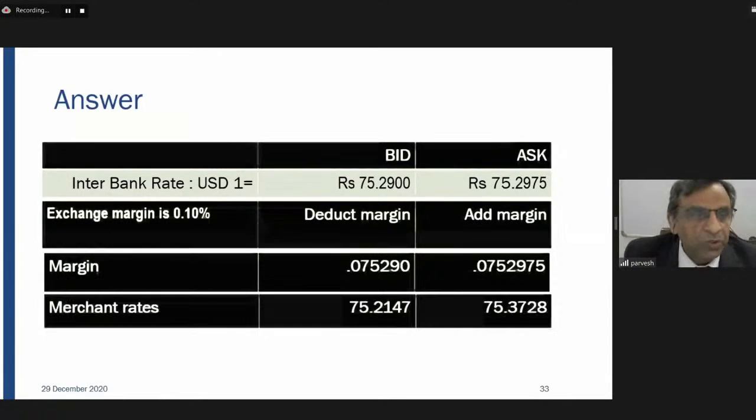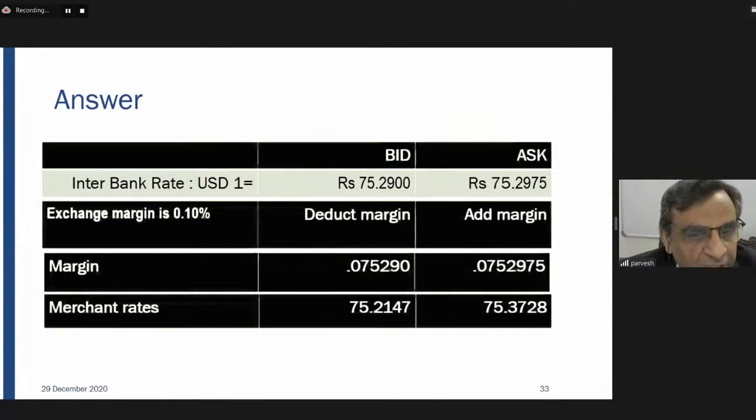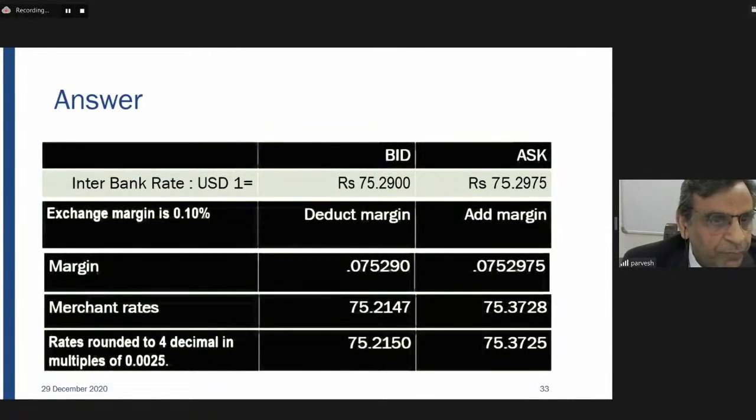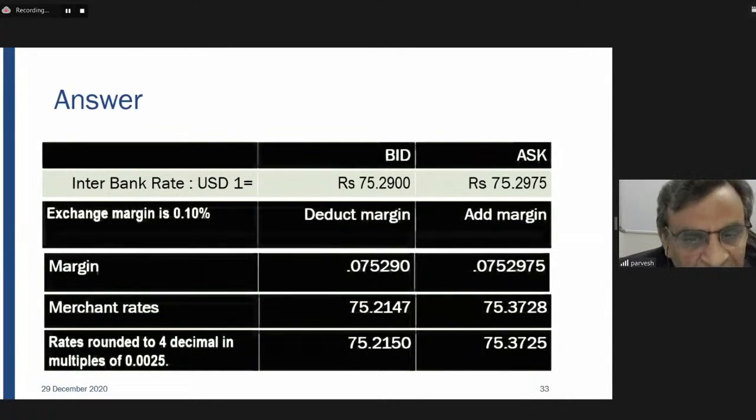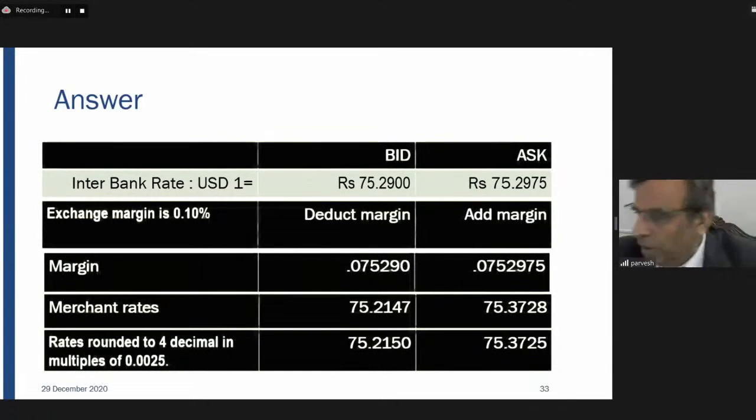So I'm now going to simply add and subtract to calculate the merchant rates. These are the rates which will be applicable to the retail customers, bid and ask. Now we have to do rounding off. How is the rounding off done? Like this. The rate 75.2147 will become 75.2150, and 75.3728 will become 75.3725. I hope you have understood.